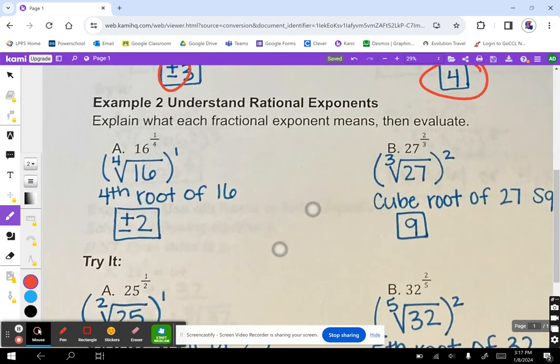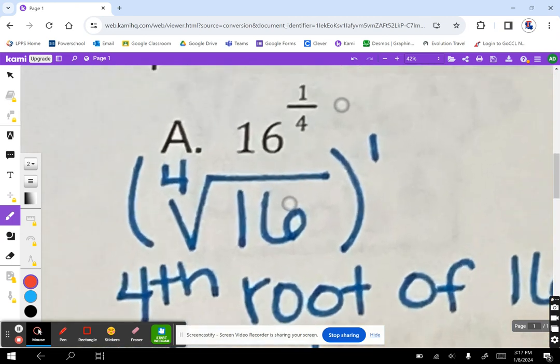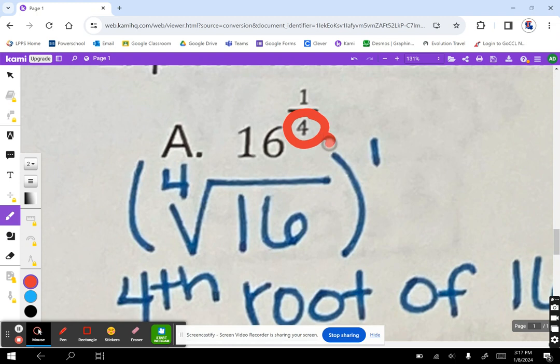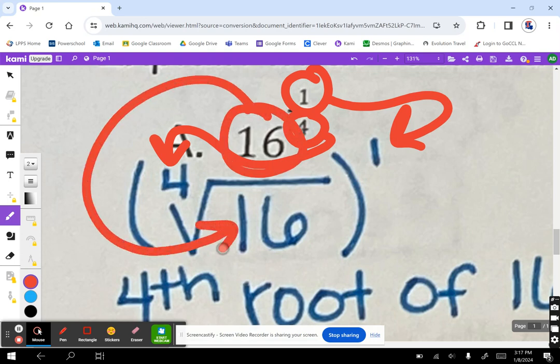Example 2. Explain what each fractional exponent means, then evaluate. So we're going to be going backwards. We were given the verbal form. Now we're going from the rational exponent into the radical form and the verbal form. So remember, your denominator is always your index. Your numerator is always your exponent, and then your base is going to be your radicand.